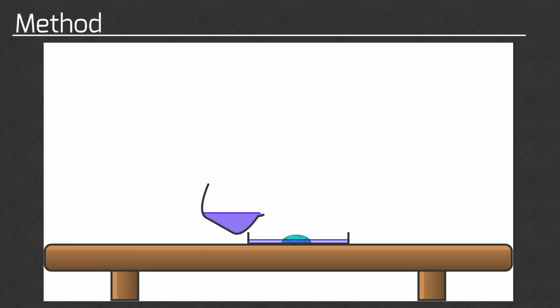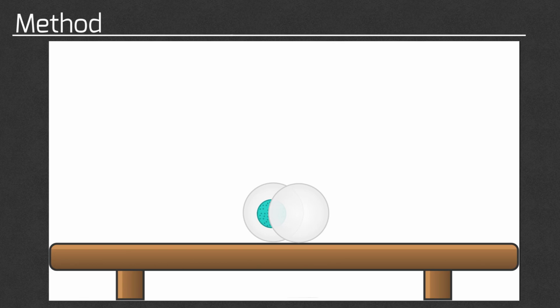Pour the remaining solution into a Petri dish and leave overnight for the crystals to form. Remove the crystals using a spatula and gently dry the crystals between 2 pieces of filter paper. We'll now look at how you could write a method for this practical if you were asked to in an exam question.